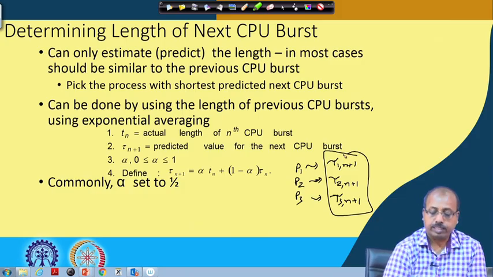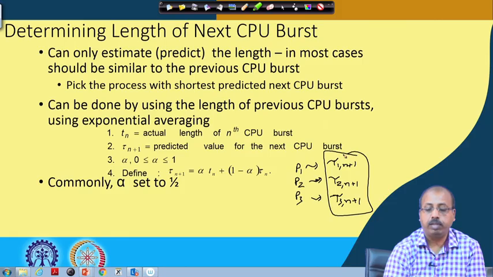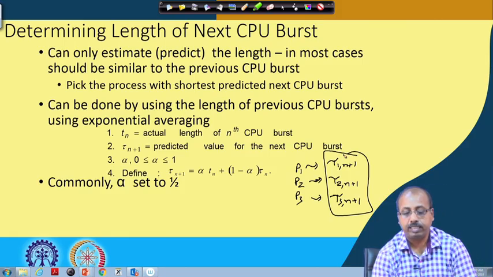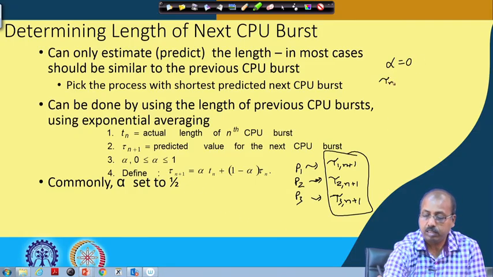Now, this value alpha that we have is between 0 and 1, and you can understand how this alpha value matters. If alpha is set equal to 0, then tau n plus 1 is equal to tau n.